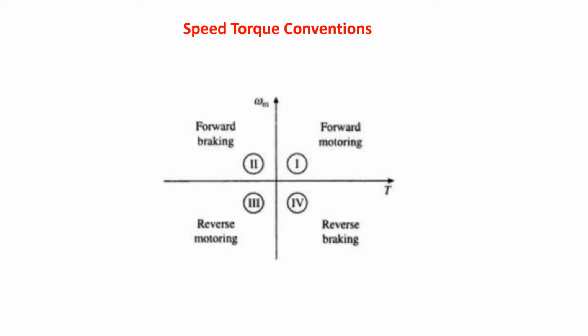First, we'll see speed torque conventions. You know your basic torque equation, T is equal to TL plus J into d omega m by dt. The drive accelerates or decelerates depending on the value of T, which is greater than or lesser than your load torque. During acceleration, your T will be greater than your TL. During deceleration, your T is less than your TL.